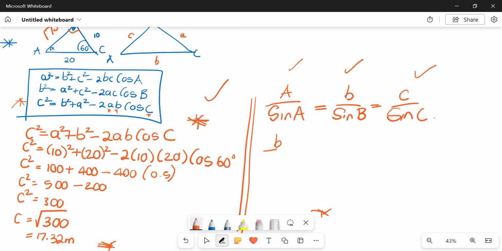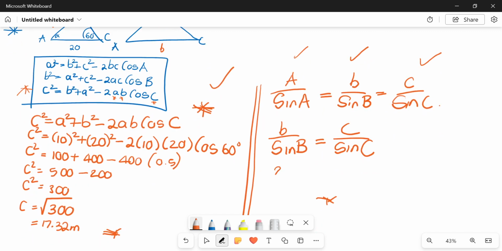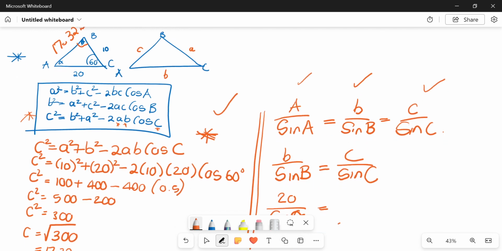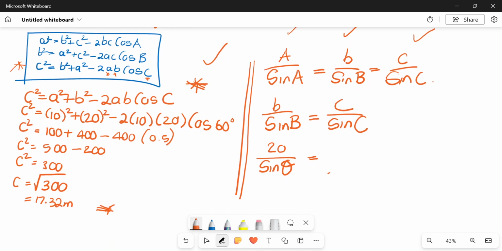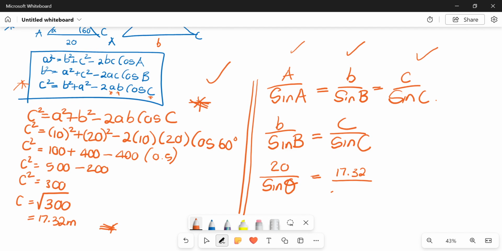So we will then say B over sine of B equals C over sine of C. The length of our B is 20. Then we have sine of theta because that's what we are trying to calculate. Then the length of C is what we calculated. Here I am going against my own words. Anyway, let's stick with it. 17.32. I think I should have picked A, but it's okay. 17.32 over sine 60.